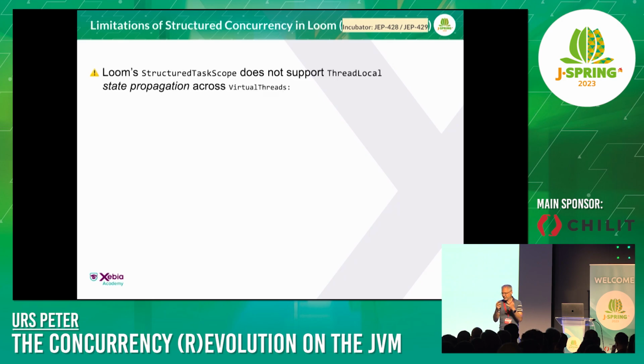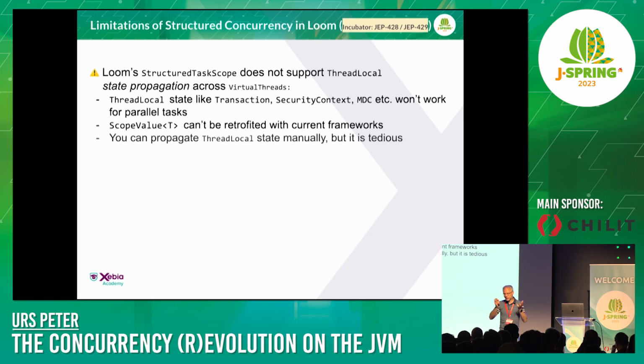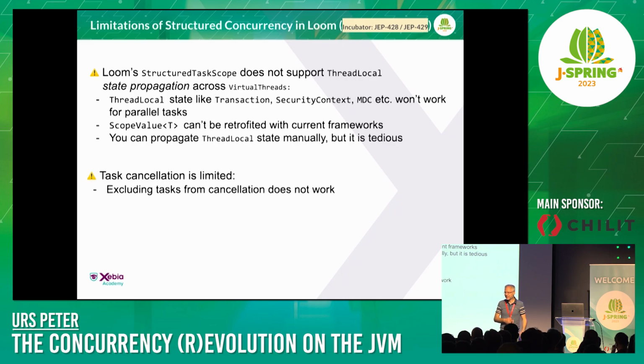So we've seen that Loom has these limitations. The context propagation is an issue. We have these scope values, but they don't really pay off. And also cancellation has its limits. So there's still some fundamental stuff missing with Loom when you go to the extremes, right? When you keep it simple, that's fine. But when you go to the extremes, you lack stuff.